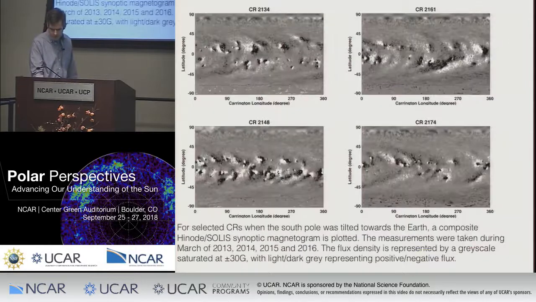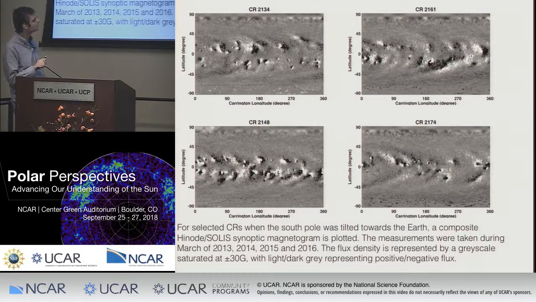Let me show you more what I mean. I made synoptic maps composed mostly of SOLIS VSM line of sight data deprojected into radial flux density, but with the Hinode data just placed at the polar latitudes. So these are the same 4 times as I showed you: March 2013, 2014, 15, 16. We get the same picture of the polar reversal from positive to negative. You can see the features very, very clearly. The signal to noise is really very good. But you see this worrying gap. These worrying gaps appear at the highest latitudes.